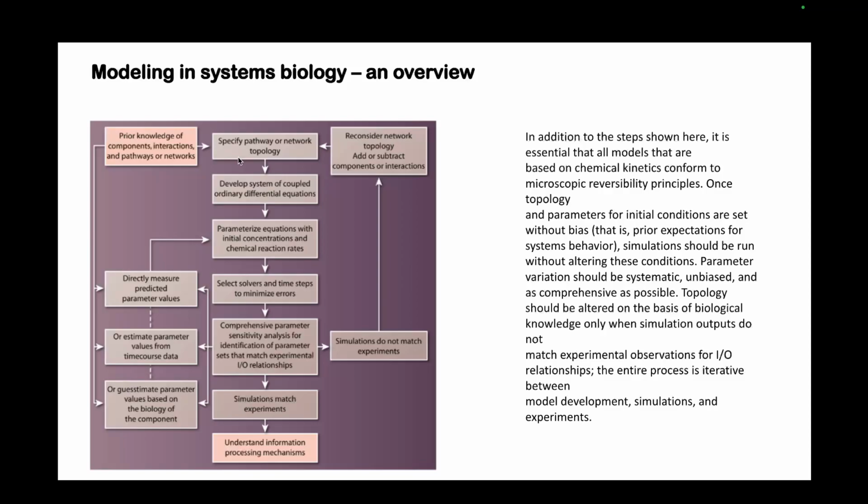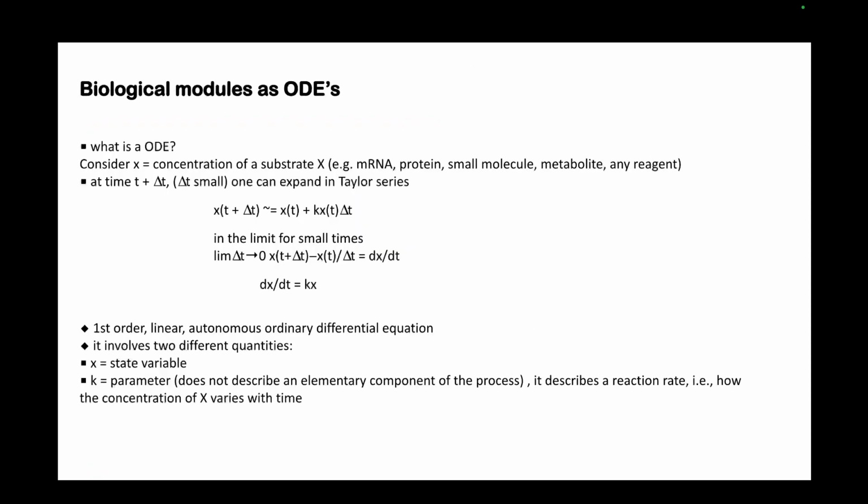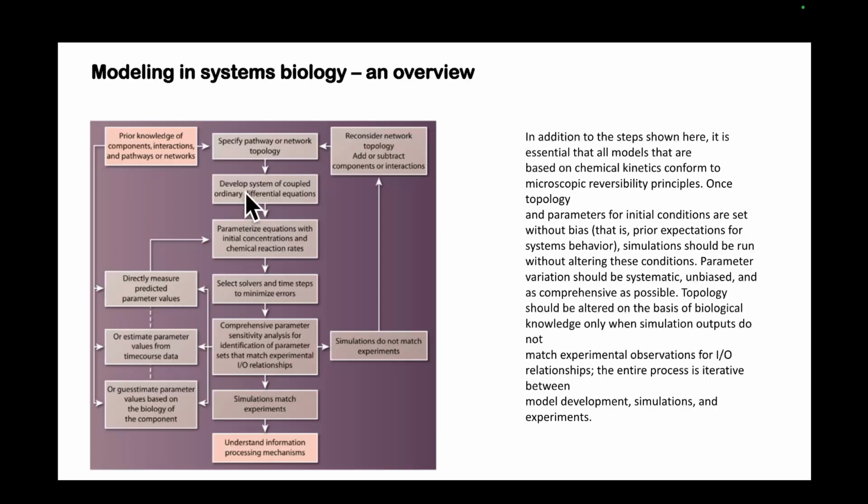So once topology and parameters for initial conditions are set without bias, simulations should be run without altering these conditions. Parameter variation should be systematic, unbiased, and comprehensive. And topology should be altered on the basis of biological knowledge only when simulation outputs do not match the experimental observations for input-output relationships. So the network that you are forming should be based only on biological knowledge and literature review. Okay.